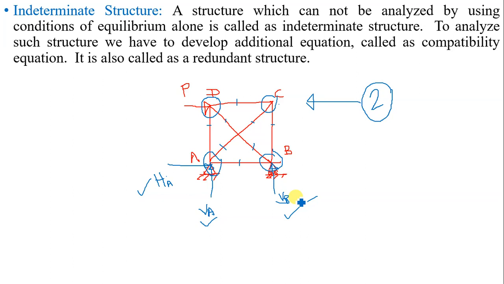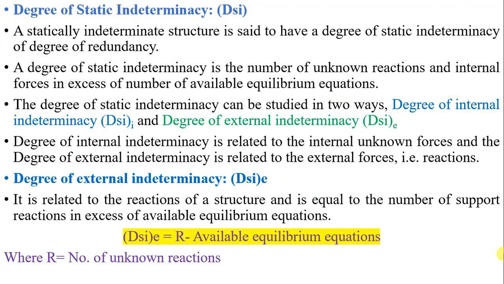So different methods are there to find such unknowns or to analyze such structures, which we will discuss in the analysis of indeterminate structures. Here the scope of the subject is limited to analysis of determinate structures only. But now this structure is an indeterminate structure. Analysis cannot be completed with conditions of equilibrium alone. Hence, let us discuss degree of static indeterminacy.